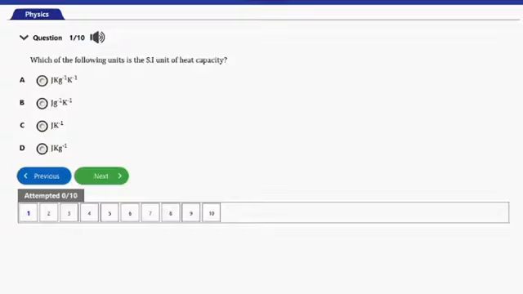It says, which of the following units is the SI unit of heat capacity? So we have A, joule per kilogram per Kelvin, B, joule per gram per Kelvin, C, joule per Kelvin, and D, joule per kilogram. So guys, the correct answer to this question is option C here. That's joule per Kelvin. So that's it for this question. Let's go ahead and consider the next question, guys.